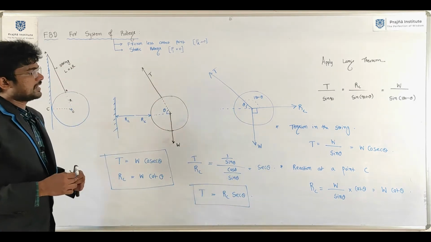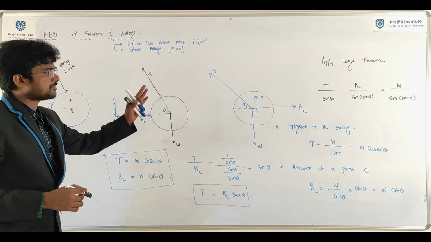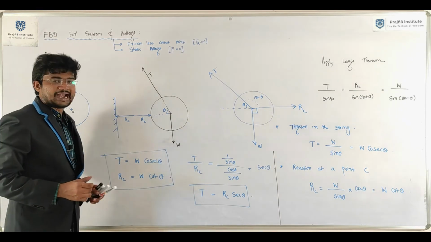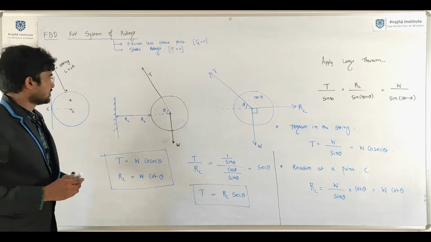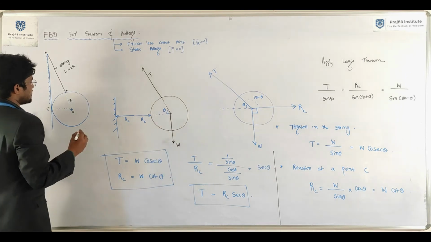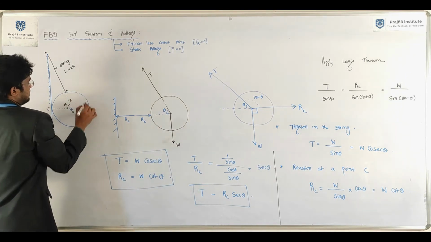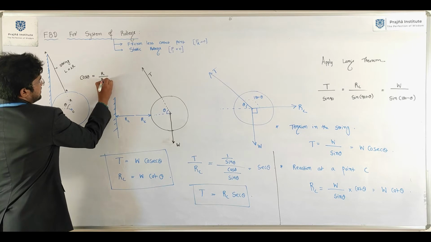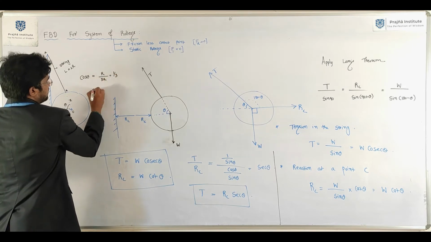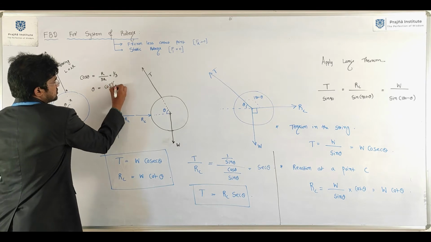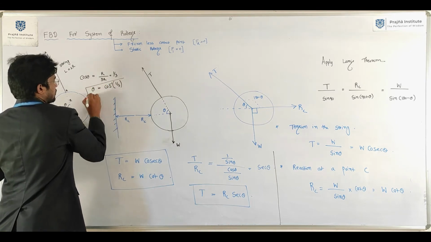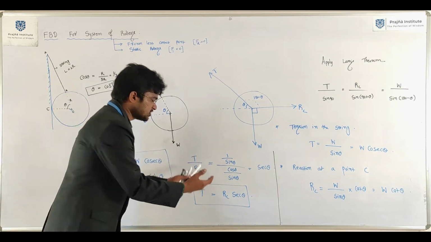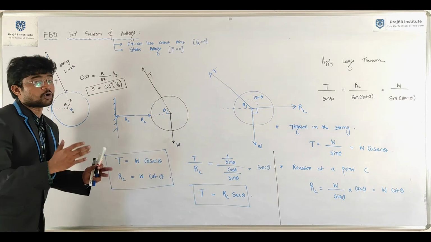That is the beauty. Once you know how to draw the free body diagram, then you can happily calculate tension in the string and reaction at the contact point. From here, if it is theta, then cos theta equals R by 3R, that is 1 by 3. Theta equals cos inverse of 1 by 3. You can calculate theta and substitute it. Finally, we will get the magnitude of tension in the string and reaction at the contact point.